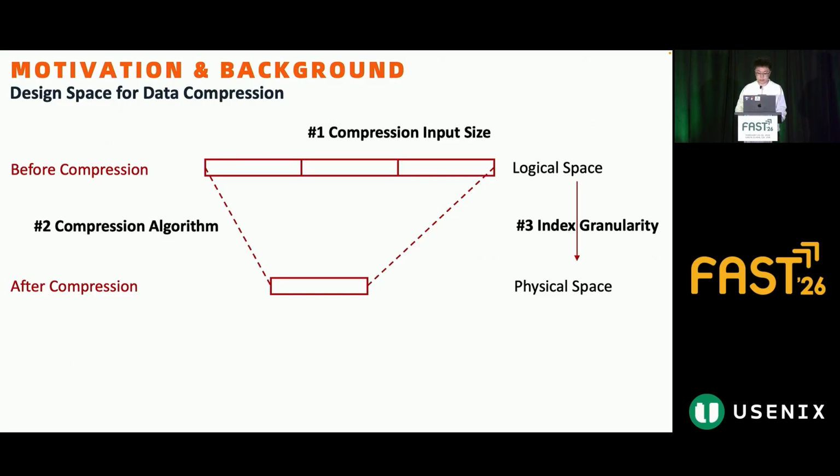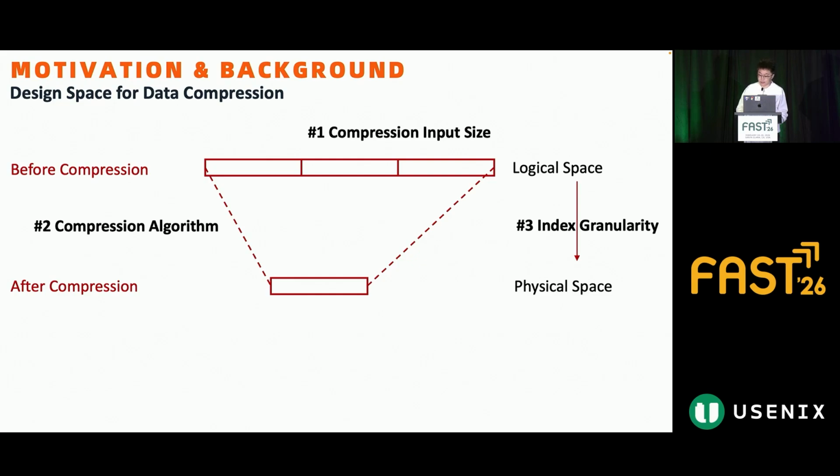There are three key dimensions to consider. The first is the compression input size. This means how much data we feed into the compressor at a time. The second is the compression algorithm. This ranges from lightweight algorithms like LZ4 to heavy algorithms like gzip. The third is the index granularity.